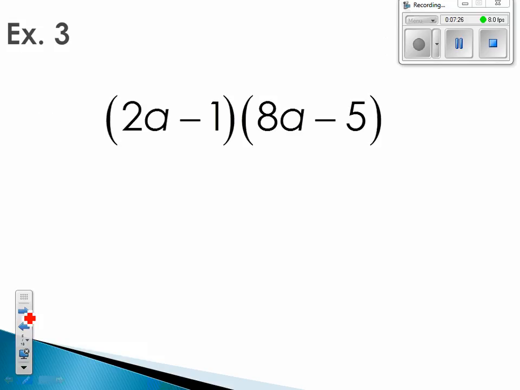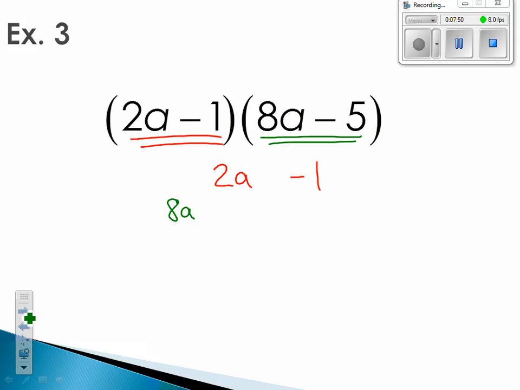All right, now let's try this one using the box method. To do the box method, all I do is take my first two terms and write them going horizontally: 2a minus 1. Then I grab my second set of terms and write them going vertically.